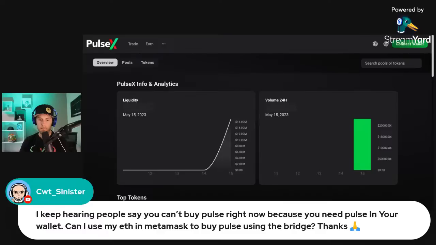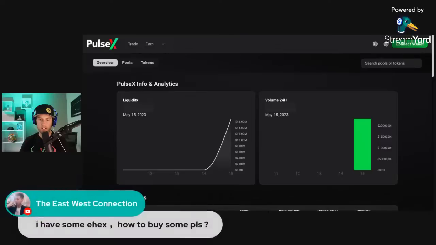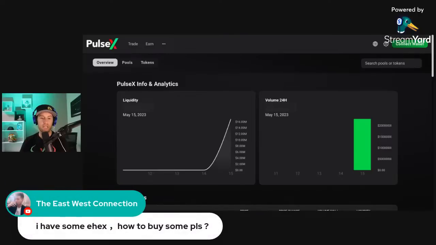Let's see. I have some EHEX, how to buy some Pulse. You're going to have to basically bridge your EHEX across, but hold up. Guys, at this point, just hold up on the bridging and wait a moment so everything can chill out, because everyone's trying to do the same thing all at one time, and I'm going to assume it's causing things to just absolutely get crammed. So just be patient with all this and take your time.